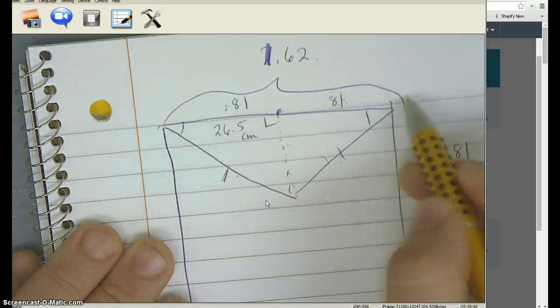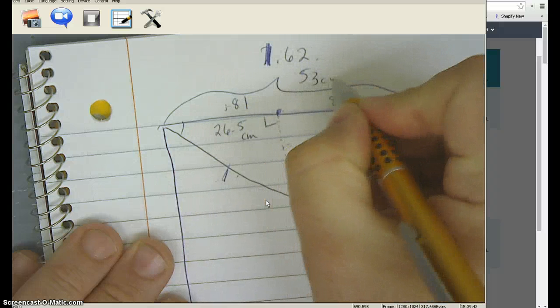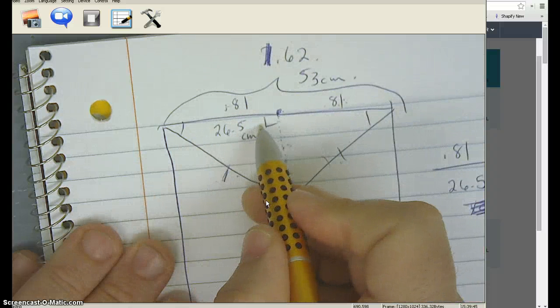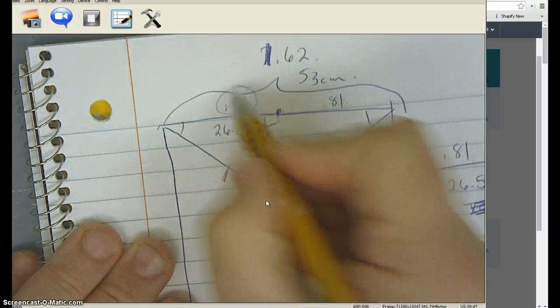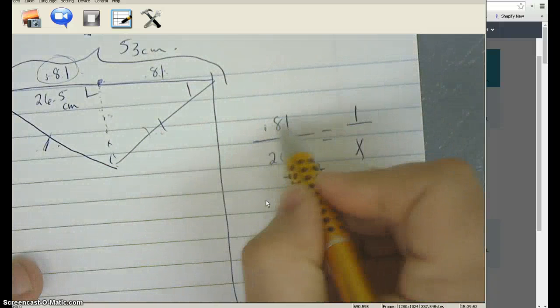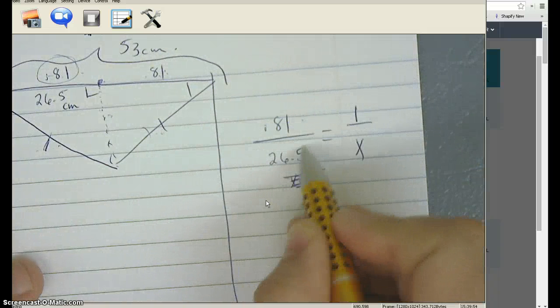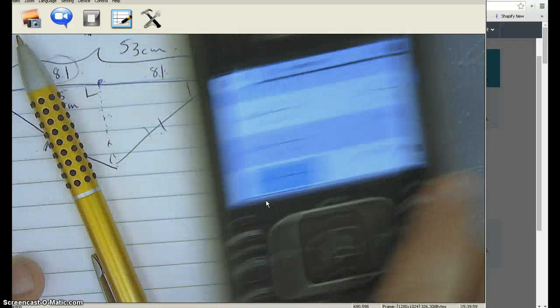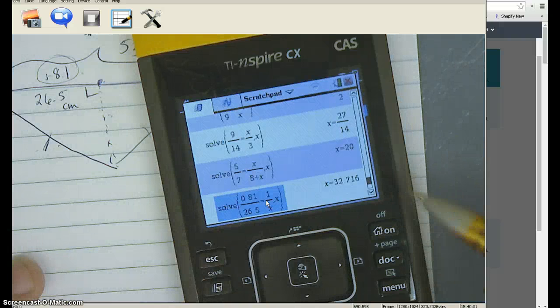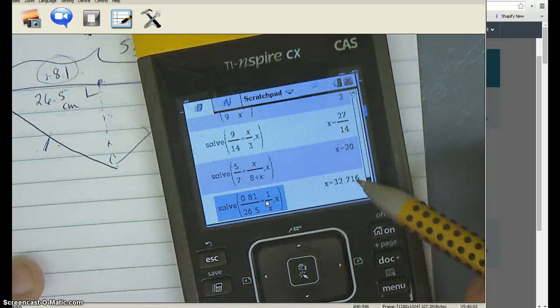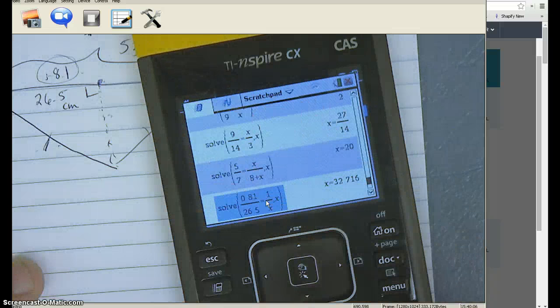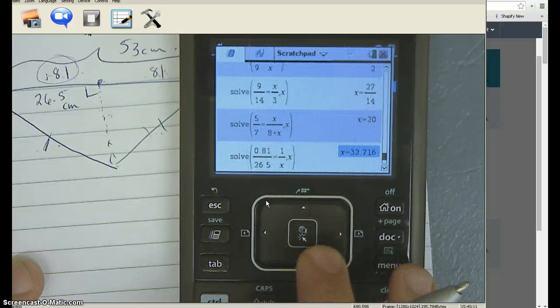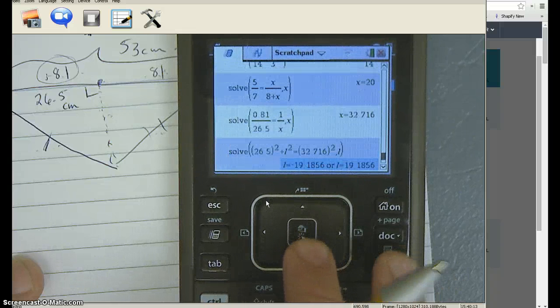The whole thing we were told was 53 centimeters, which means half of it was 26.5 centimeters, which represents 0.81 on the scale. So then I wrote an equivalent ratio that says if 0.81 is to 26.5, 1 is to what? And then I just let the calculator help me figure that out. I said, what is x? And that told me that the length of this hypotenuse here had to be 32.716.